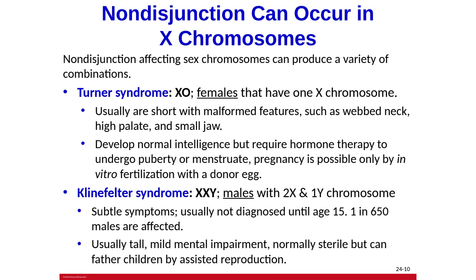They're normally sterile, but they can father children by assisted reproduction. Typically, their testes do not produce sperm, but with some hormone replacement therapy and things like that, they might be able to. It's very iffy, but they may be able to get some sperm to be generated, so they may be able to have children of their own. All right, let's go on to the next one.